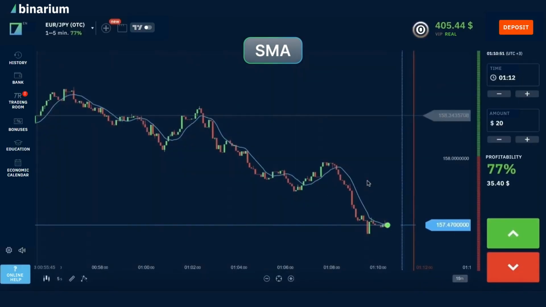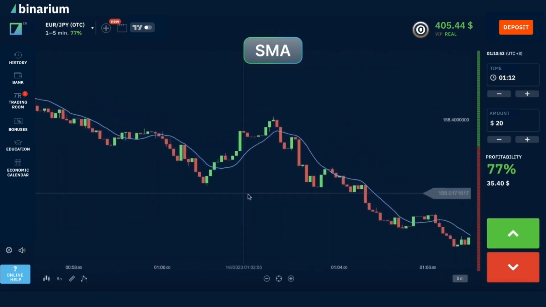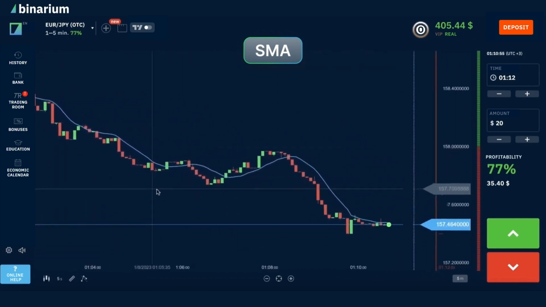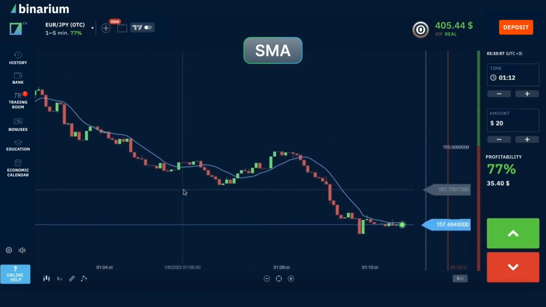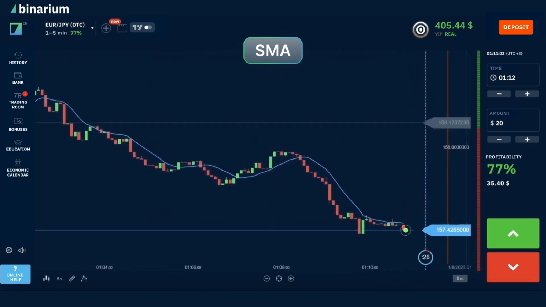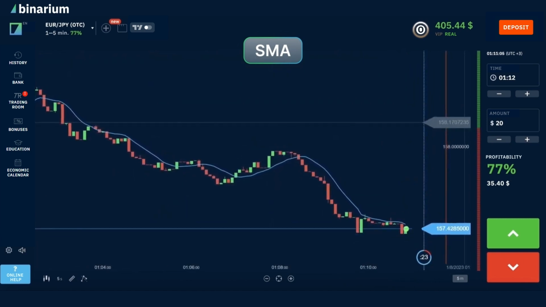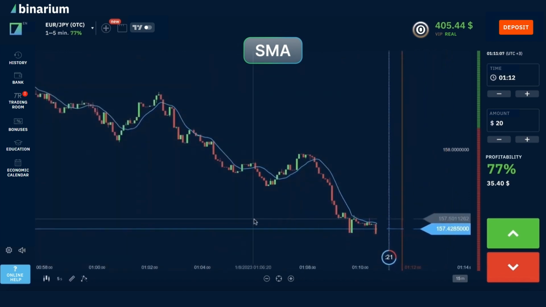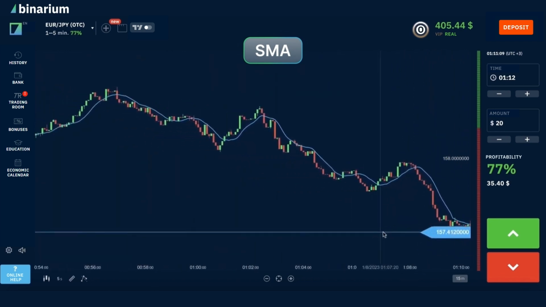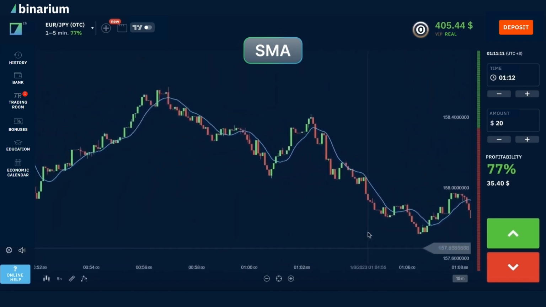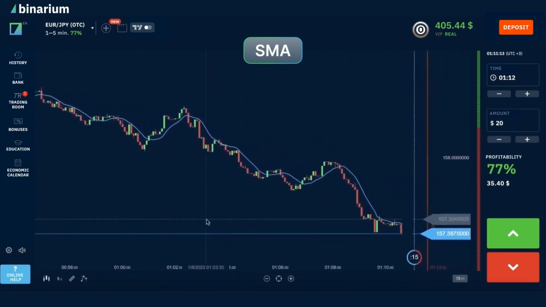Now, briefly, SMA represents the average closing price over a given period. Its purpose is to smooth out price fluctuations, remove unnecessary noise, and indicate the overall trend direction. This indicator is best suited for long-term analysis and works well in relatively stable markets.